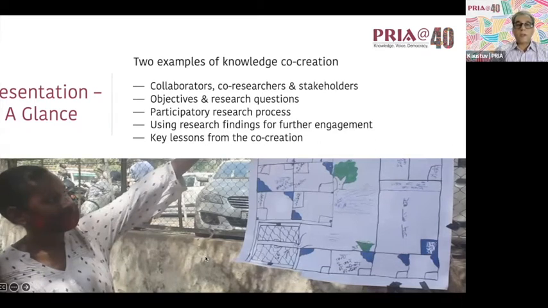The third is the participatory research process, the methodology that we adopted for the knowledge co-creation process, including the identification of appropriate research design, data collection, analysis, and dissemination. The fourth one that I would like to focus upon is using research findings for further engagement.